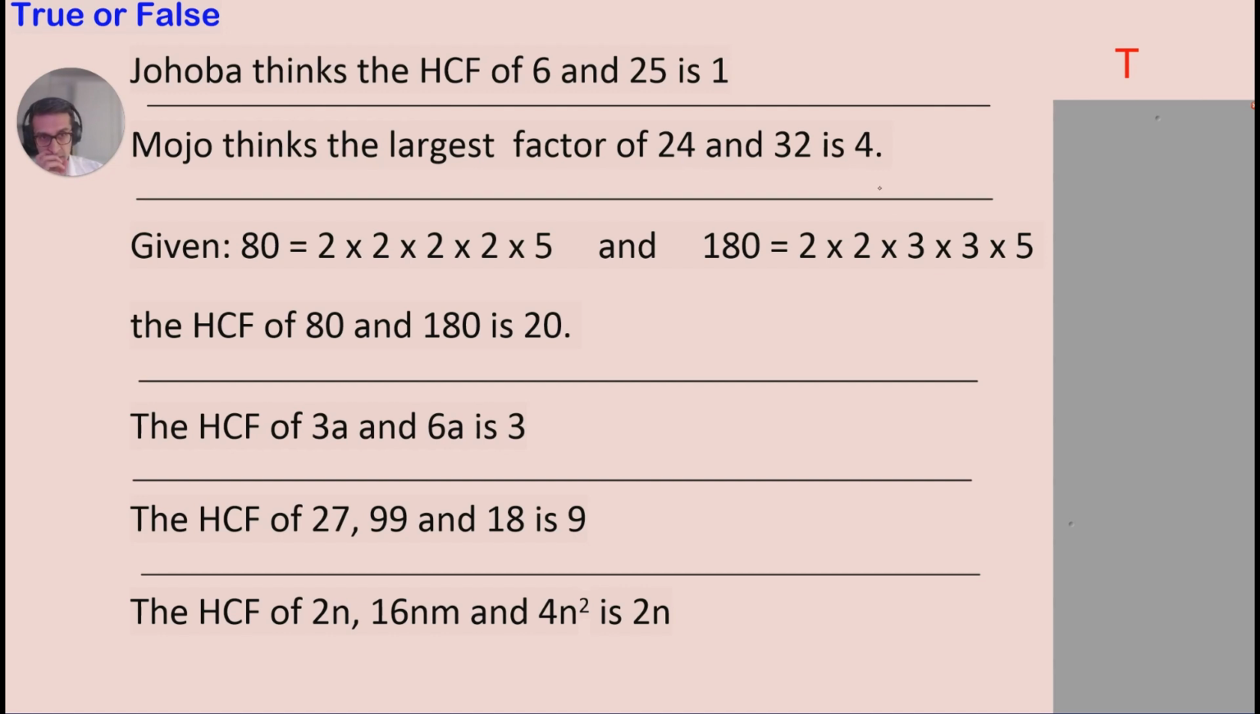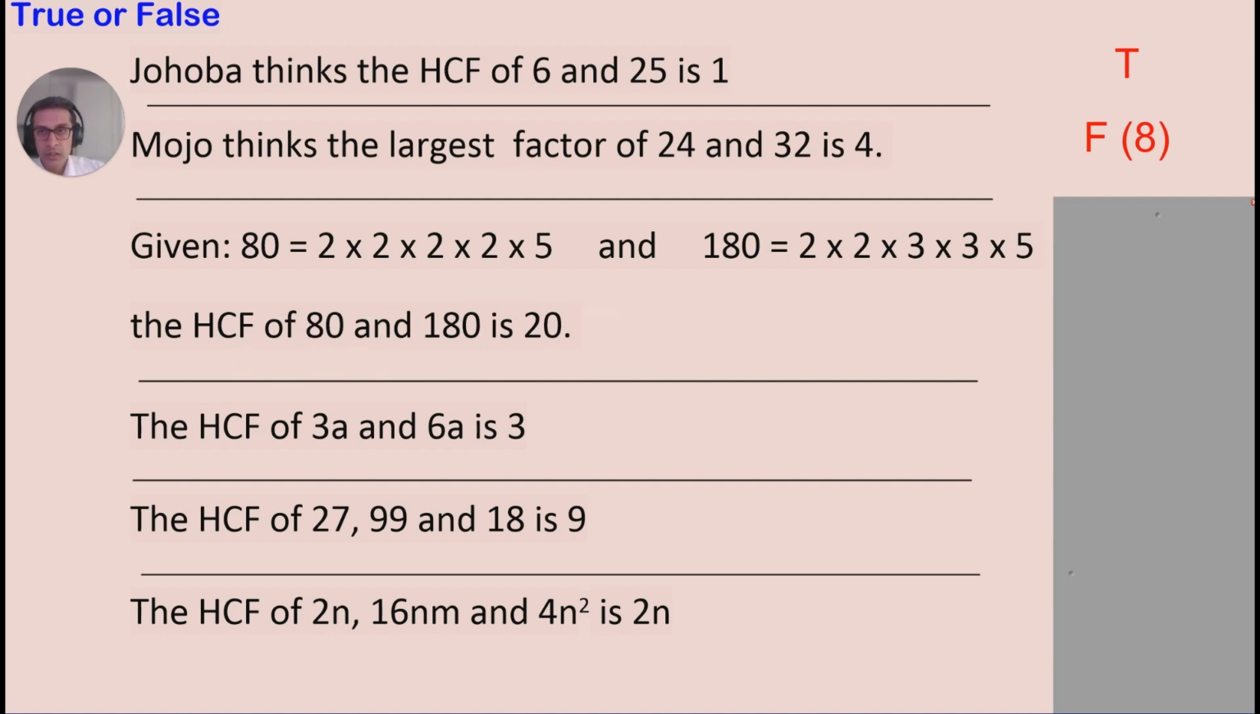You may have spotted, either you worked this out or you might already know that 8 is going to be a bigger factor, so that's false. Given that 80 is equal to 2 times 2 times 2 times 2 times 5 and 180 is that, the highest common factor of 80 and 180 is 20.